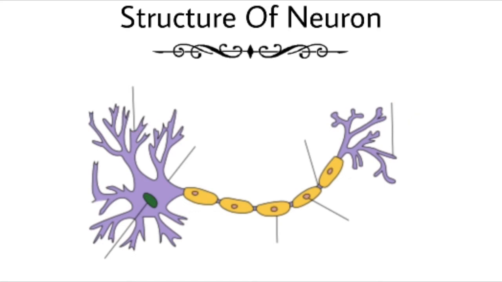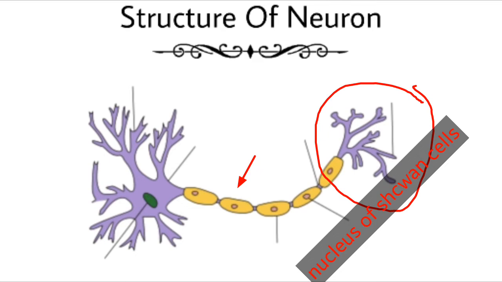Okay, this part of the neuron, what is it called? It is the cell body. And this green structure is the nucleus of it, and it has many other organelles as well. And these processes are called axon terminals, and these yellow structures are Schwann cells. And Schwann cells are a type of glial cell.